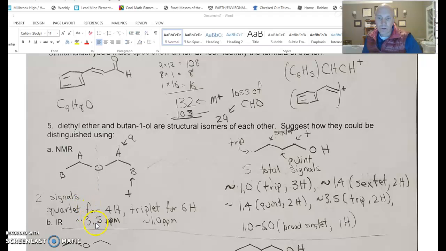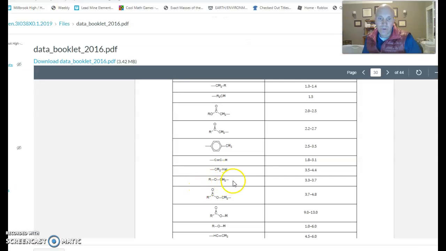So trying to predict where the chemical shift for these hydrogens would be on A, notice that this is a CH2 which is bonded to an oxygen. Looking at the data table, it would fall into this category where you've got a CH2 directly bonded to an oxygen. So a good estimate would be that its chemical shift would be about 3.5 ppm.